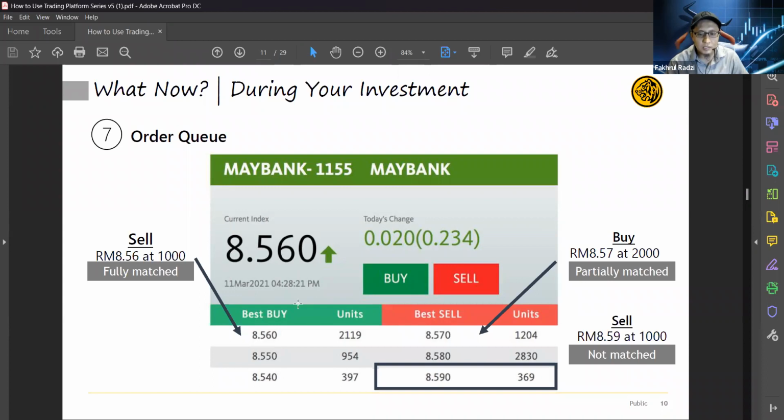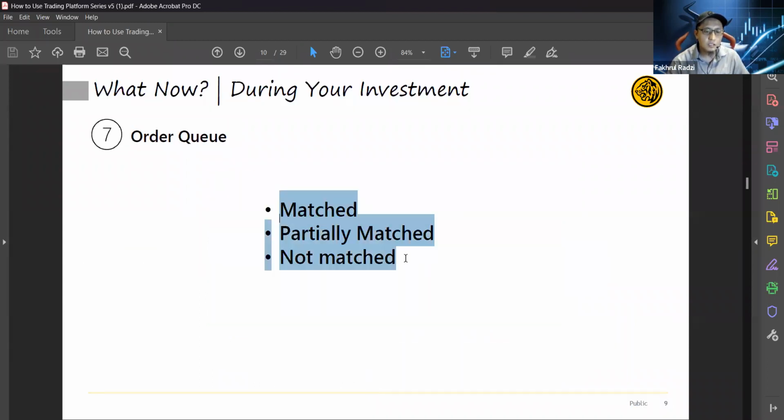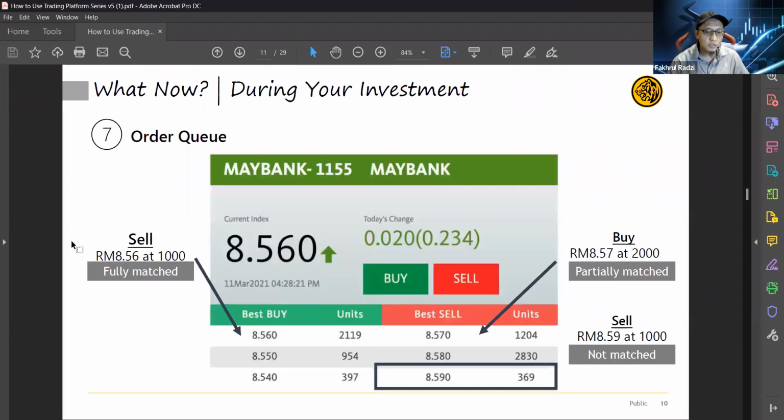Which one is the buy price and the sell price? Okay, so these are the order queue. Let me show you the example I just said just now. For example, if you want to sell the stock of Maybank at 8.56 ringgit, 8 ringgit 56 cent.